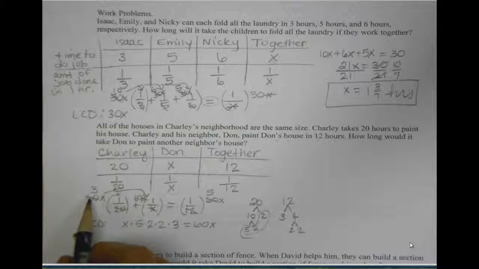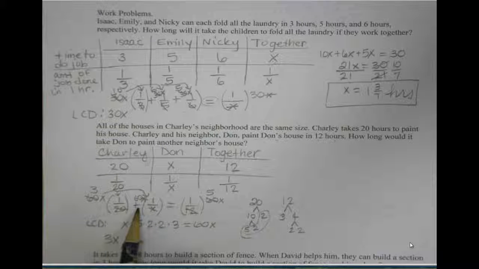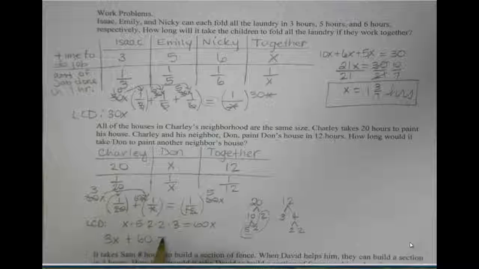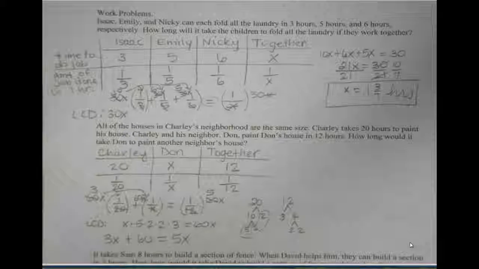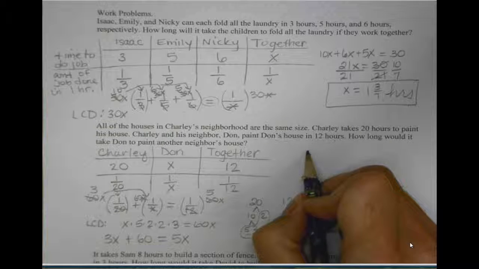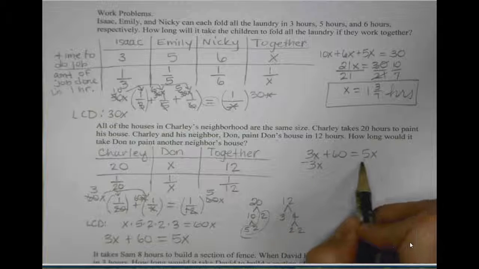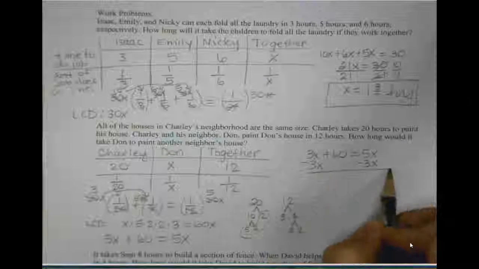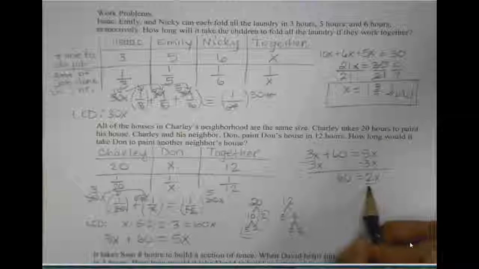Now my equation is 3x. And my second term is just a 60. And I have an equals, and then just a 5x on the right hand side. If I rewrite, I want to solve for x, so I'll subtract 3x from both sides, and I get 60 equals 2x. Divide both sides by 2.